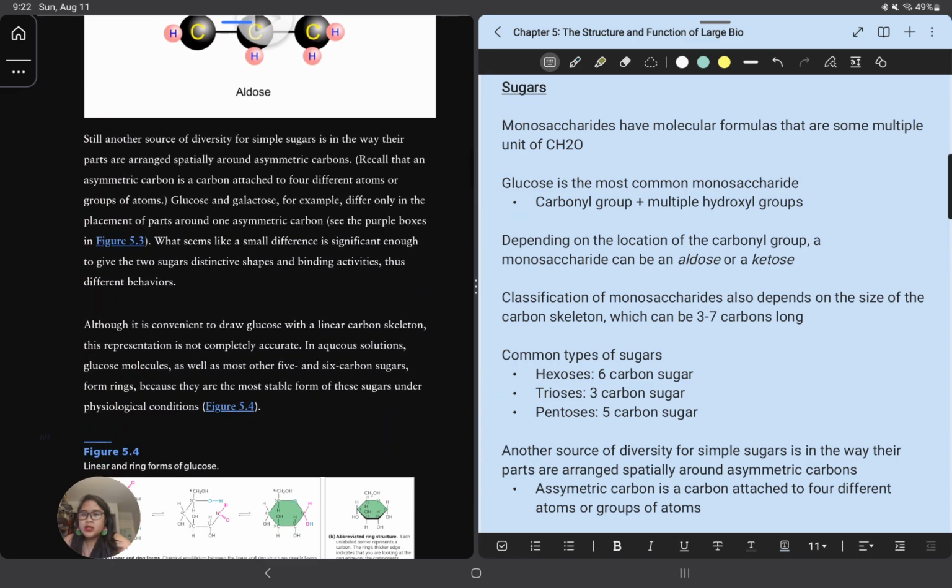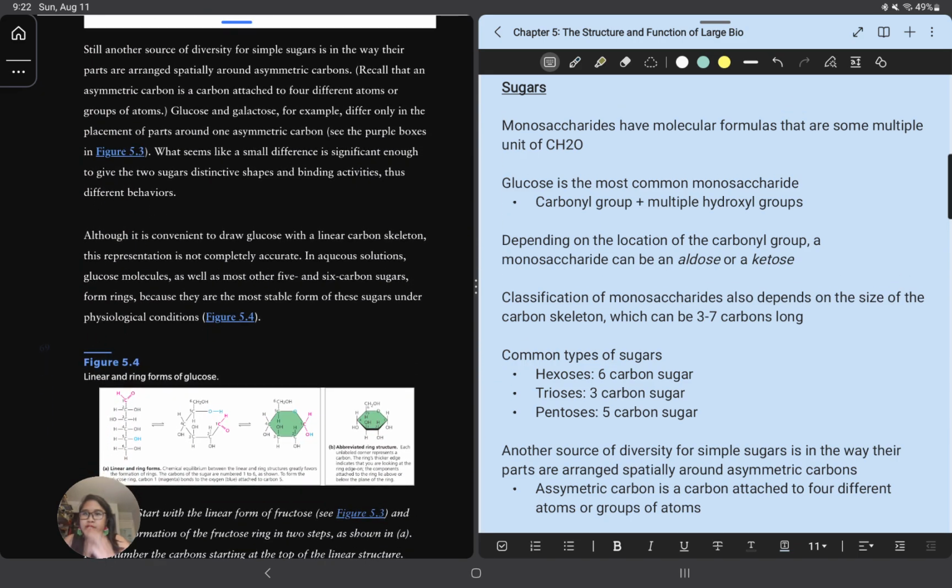Still another source of diversity for simple sugars is in the way their parts are arranged spatially around asymmetric carbons. Recall that an asymmetric carbon is a carbon attached to 4 different atoms or groups of atoms. Glucose and galactose, for example, differ only in the placement of parts around one asymmetric carbon. What seems like a small difference is significant enough to give the two sugars distinctive shapes and binding activities, thus different behaviors.